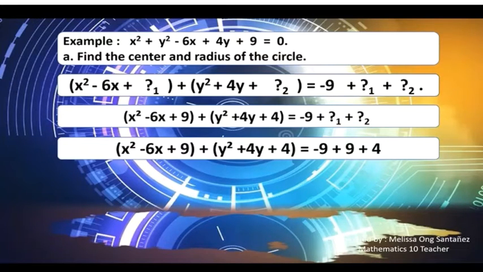So you can already solve it here. Whichever you will do first, you can solve this and simplify this one. Negative 9 plus 9 will give you 0. What will be left is 4. So that will be equal to 4 then.